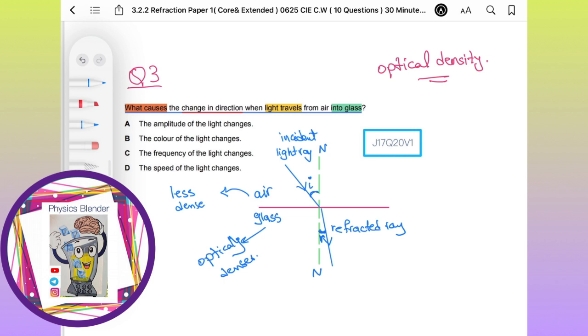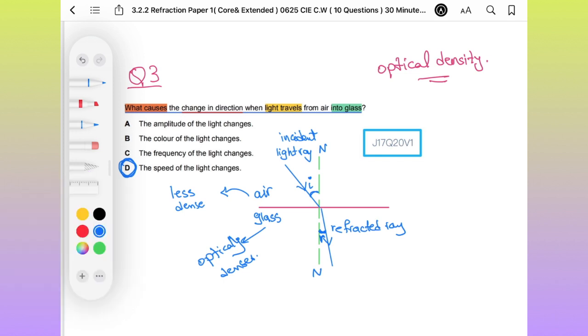So the light ray will be refracted, changing its direction and its speed when it travels from one medium to another medium. What causes that change in direction here is the speed of light. So as the light enters different media, its speed will be changed and its wavelength also will be changed. Only the frequency is constant. So what happens here when the light ray enters glass? Its speed will be changed.